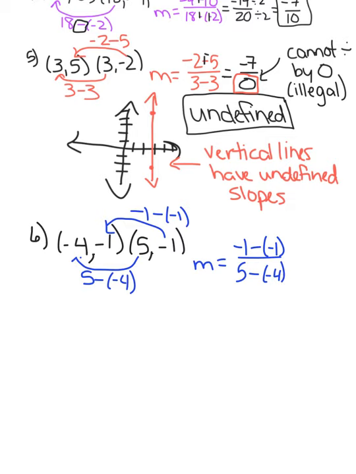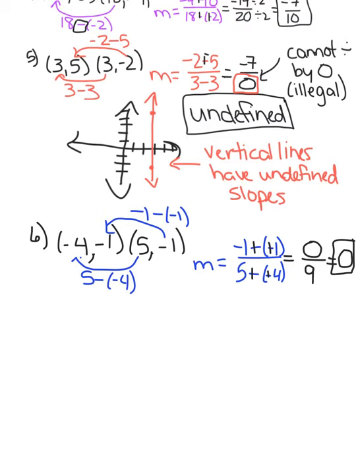I'll do keep, change, switch. So keep the negative 1, change to addition, change that to a positive. Negative 1 plus 1 equals 0 on top. Keep the 5, change it to addition, change it to a positive 4. 5 plus 4 is 9 on the bottom, right? 0 divided by 9 equals 0. So my slope for this one is 0. So when 0 is on top, the slope is 0.